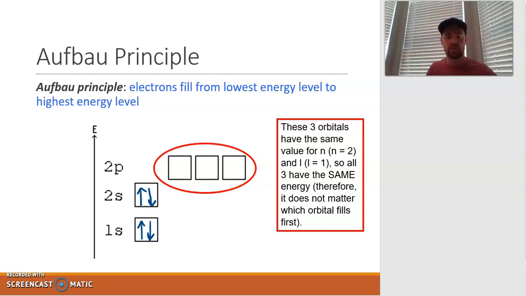Now, it's important to know that these orbitals right here are all going to have the same energy. So this orbital, and this orbital, they all have the exact same energy. It's just different orientations on the XYZ axis. So when it comes to filling electrons in these orbitals, it's good to remember that all these orbitals here in the circle are the same energy. So really, it doesn't matter which orbital gets filled first with regards to filling these three.